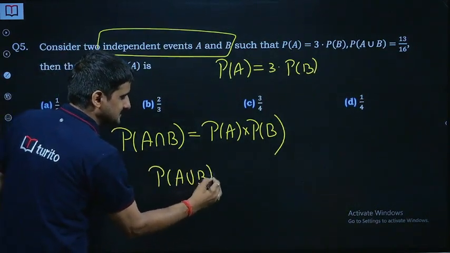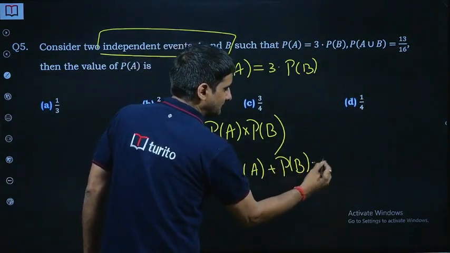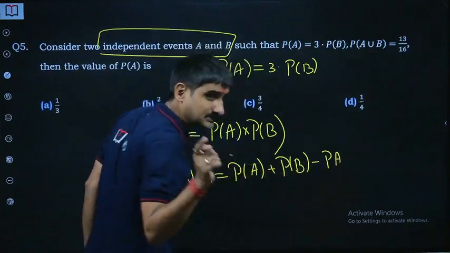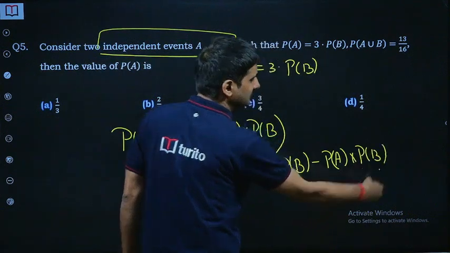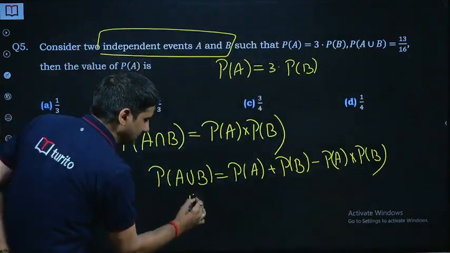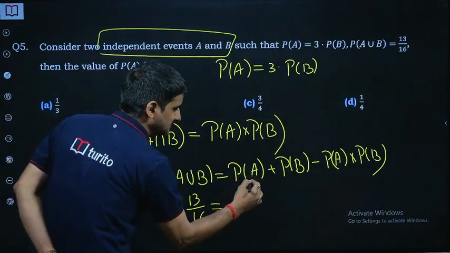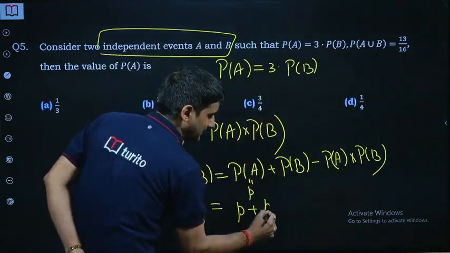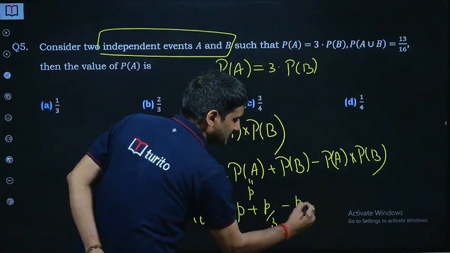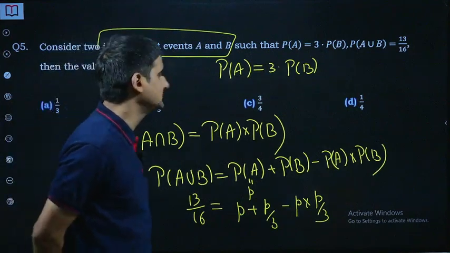See, that's a simple case, isn't it? So minus P(A ∩ B). We all know this formula, and we know this is P(A) into P(B) here. So this is nothing but 13 by 16 is equal to probability of A. Let's say this is P. So probability of B is P by 3, plus P by 3 minus P into P by 3. Now just solve this quadratic and we have the answer.